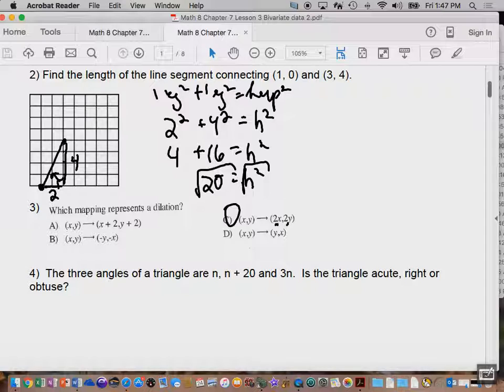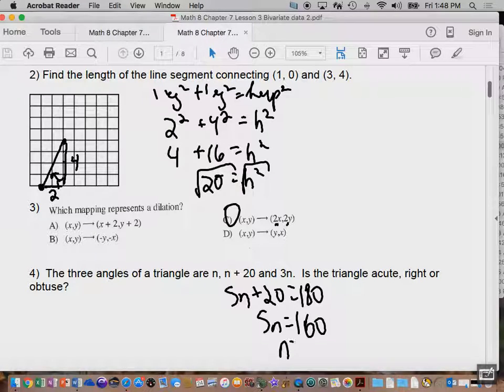Okay. The 3 angles of a triangle are n, 2n, and 3n. I'm going to do a little bit of quick work here because we're rushed for time. 2n and 3n is 5n. Plus 20 is 180. How come I put 180 there? Because the 3 angles of a triangle add up to 180. I'm going to do some work in my head. We're running out of room. Subtracting 20, 5n is 160. Dividing by 5, n is 32. So this guy's 32, this guy's 52, right? 32 plus 20, and this guy is 96. 3 times 32 is 96. So that makes it an obtuse triangle because one of the angles is greater than 90 degrees.